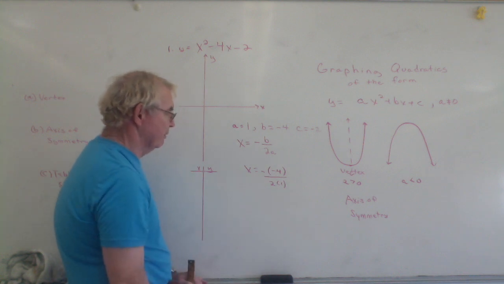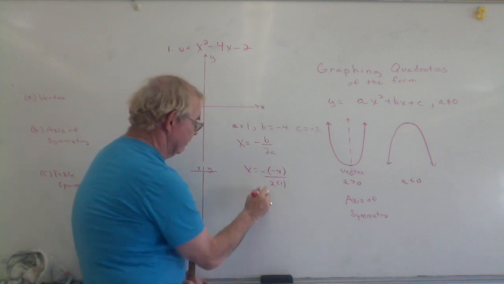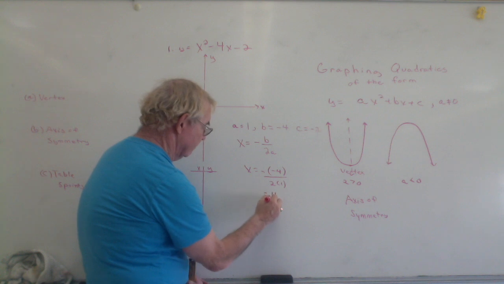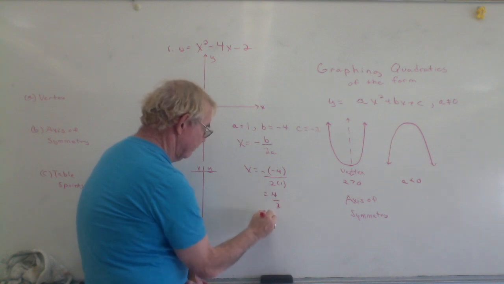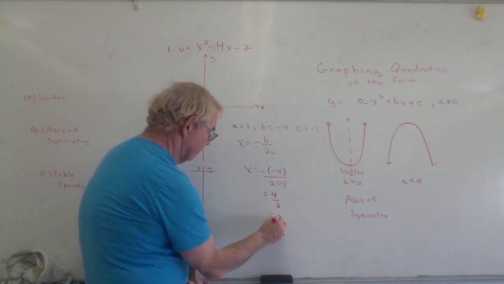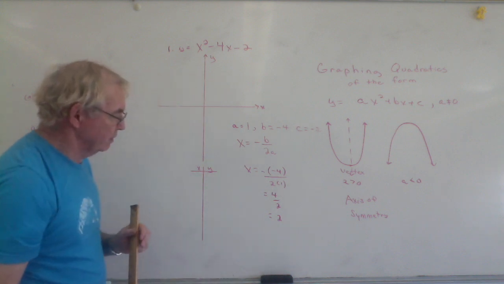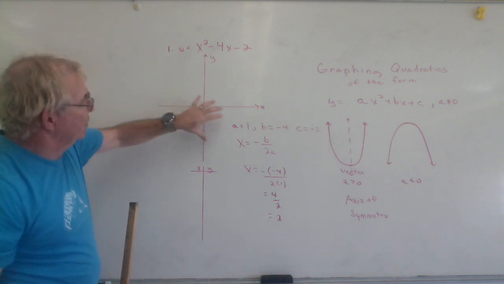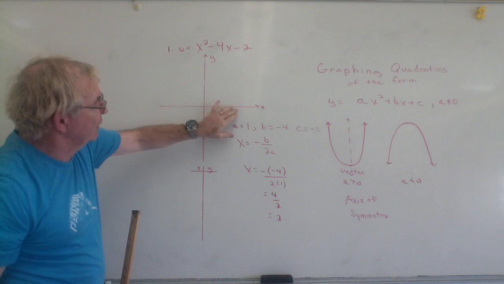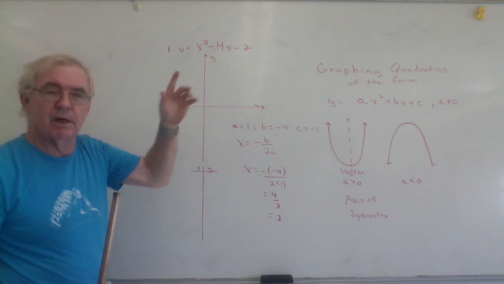So that's what we have. The opposite of a negative 4 is a positive 4, and 4 divided by 2 is 2. So the x value is 2. But of course, we know any point on this plane has not only an x coordinate, but a y coordinate. So we're now going to find the y.